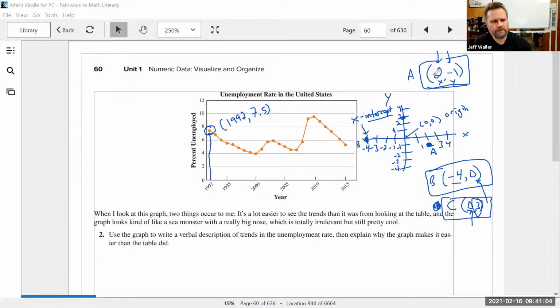So the first one's always left and right. The second one's always up and down. Okay, I like it. Kind of. Okay, I can work with that.